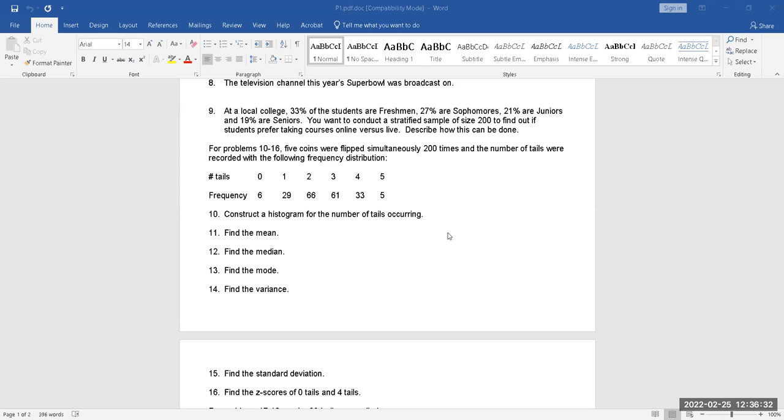All right. So I'm going to do it right here. 0 times 6 plus 1 times 29 plus 2 times 66 plus 3 times 61 plus 4 times 33 plus 5 times 5 equals, and you are correct, that is 501. Now, my key has a really cool question too, by the way. It's just not the same as this one. So this is 501. So what does that do to our mean? It changes it to what?